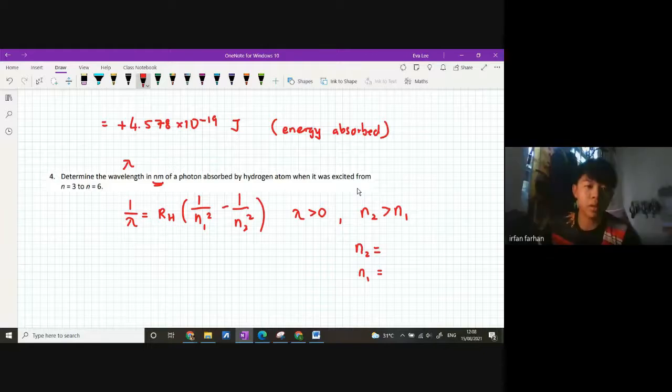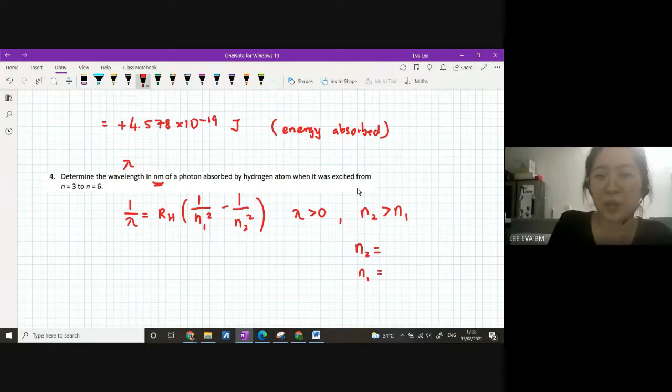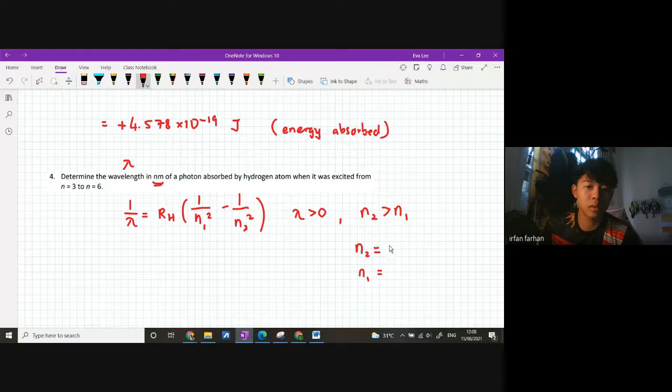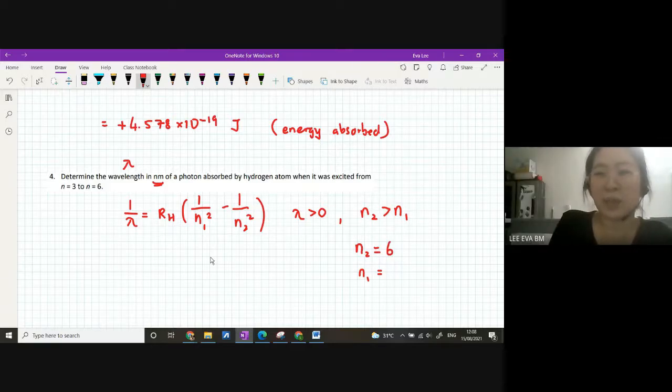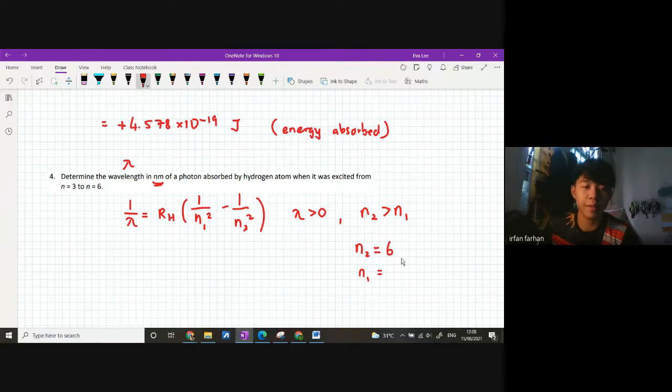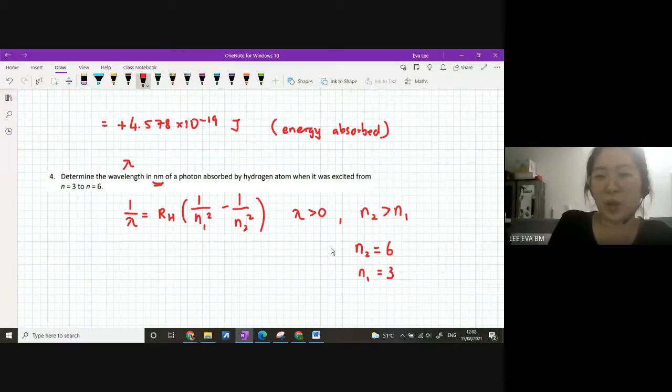You have 2 numbers over here, right? And 2 equals to 6. And 1 equals to 3. So over here, 1 or 2, I'm not suggesting to use initial final here. Sebab kita cuma nak tahu value mana satu yang lagi besar, mana satu lagi kecil. So final initial is not appropriate in this case. Okay, so you just apply your values over here.